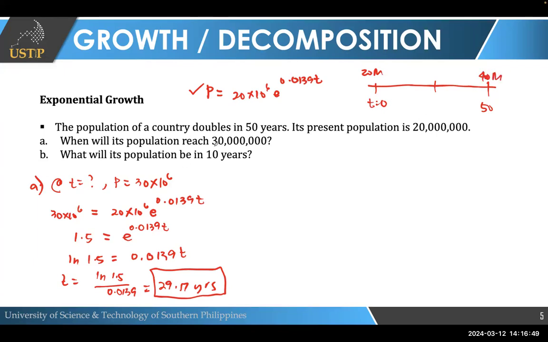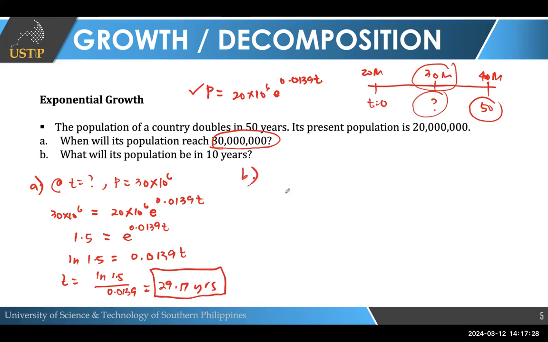Okay? So it asks when it will reach 30 million? Of course, you don't expect an answer greater than 50. Right? Because 30 million is somewhere here, between. So what time is that? Of course, your answer must be between 0 and 50 years. Okay, so somehow this answer makes sense. And later, we will graph it to check that. Okay, so as I emphasized, if you get, say, 60 years, you should not just accept what you see on your calculator. That answer will no longer make sense, because the population is increasing over time. So again, 30 million is between 20 and 40, so it must be between 0 and 50 years.